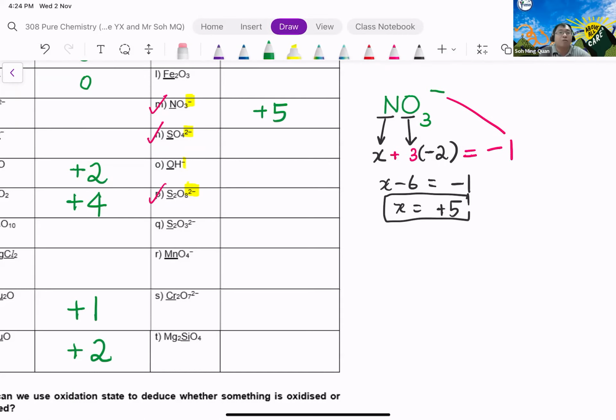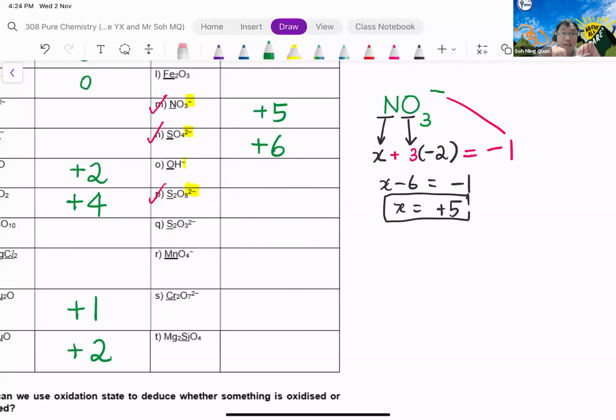Again, a familiar ion, right? Okay, I told you all to memorize this since term 2. Sulfate, SO4 2 minus. So what's the oxidation state of sulfur in sulfate? Okay, Audric, what do you get for sulfur? The oxidation state of sulfur in sulfate. +6. So again, if you do the maths properly, you should get +6.